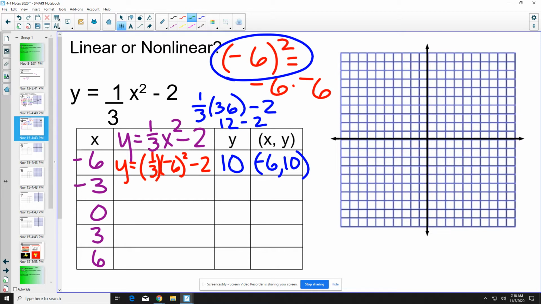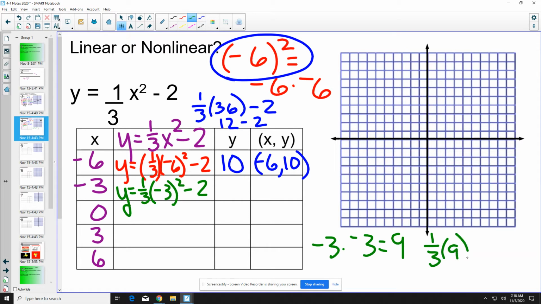All right, now we're going to put -3 in for x. So we're going to have 1/3 times -3 to the second minus 2. -3 to the second means -3 times -3. So if I take a -3 times -3, I get a +9, yes. So then what I'm doing is taking 1/3 of 9 and subtracting 2. 1/3 of 9 is like taking 9 and dividing by 3. 9 divided by 3 is 3. 3 take away 2 is 1. Yes. So my next point is -3, 1.